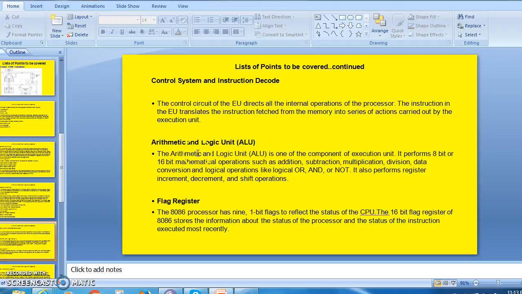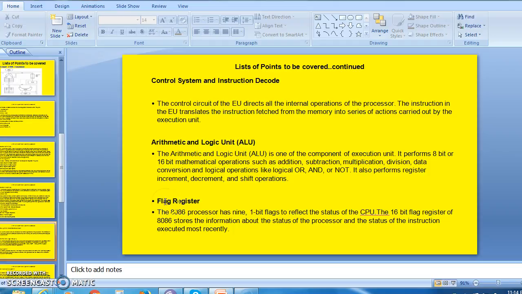Now let us see why the arithmetic logic unit is being used here. So arithmetic logic unit is one of the main components of the execution unit. It performs all the arithmetic operations like addition, subtraction, multiplication and division, and also the logical operations like logical OR, logical AND, exclusive OR, NOT, complement, and also increment, decrement, and shift operations.